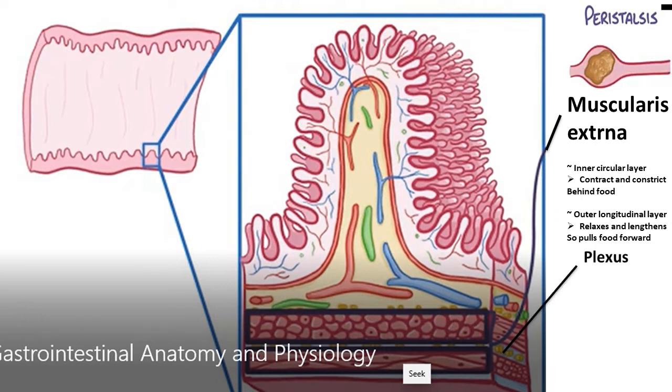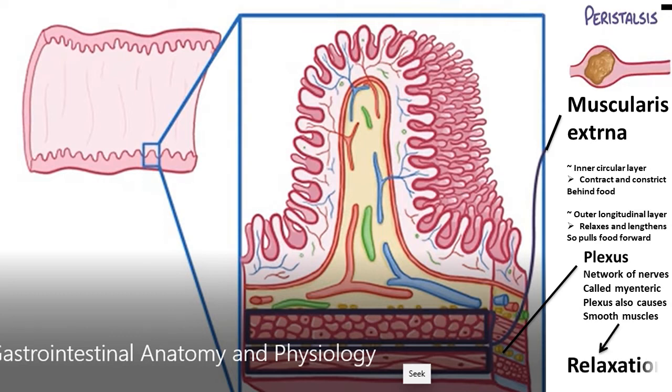Inside the muscularis externa, there is a plexus, a network of nerves, which is called the myenteric plexus. It also causes the relaxation of smooth muscles.